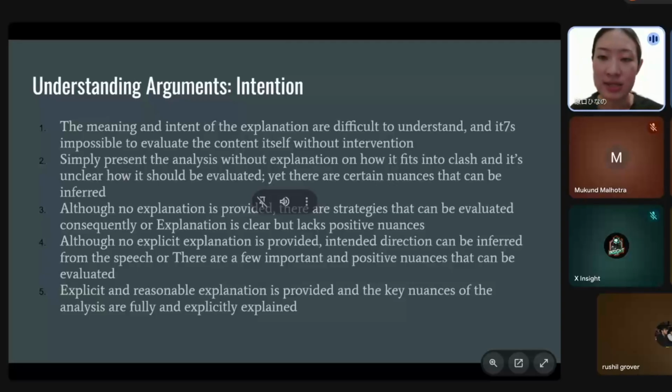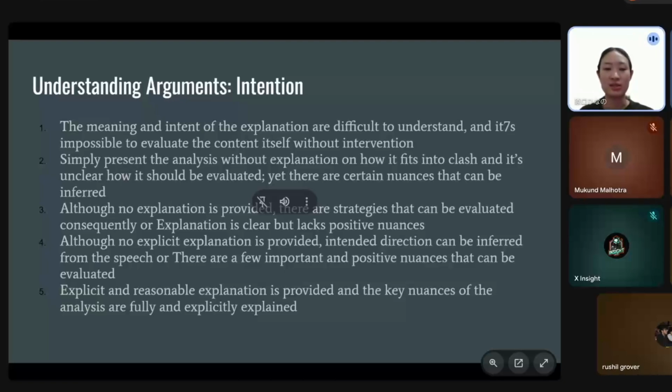The third level is that although no explanation is provided, there are strategies that can be evaluated consequently, or the explanation is clear but lacks positive nuances. For example, when they make a refutation to the opponent teams, where they are trying to refute and how they try to respond is very unclear. This is a type of unclearness in the intention.